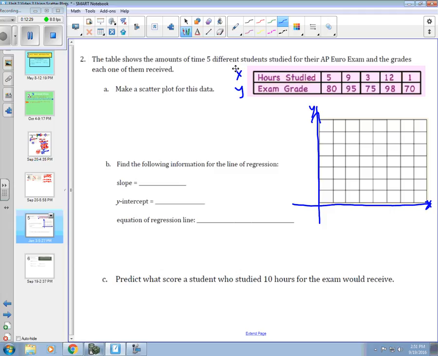If we look at our X's, the lowest one is 1, the biggest one is 12. We got to make sure we can span from 1 to 12. We can't label by ones here. If we go by ones, we're going to run out of room by the time we get to the end and won't be able to fit 12 on there. So instead, maybe let's go by 2s. Okay, 2, 4, 6, 8, 10, 12. Now we can get all our points on there.